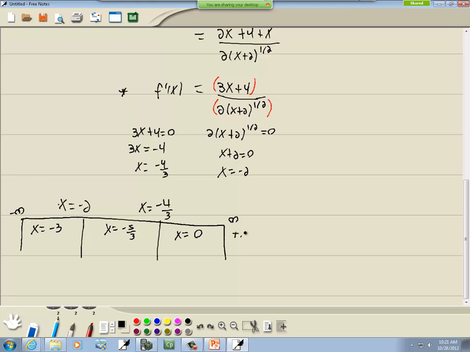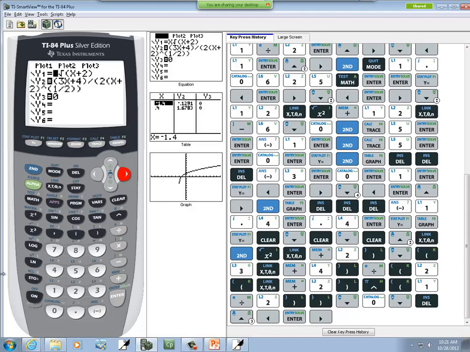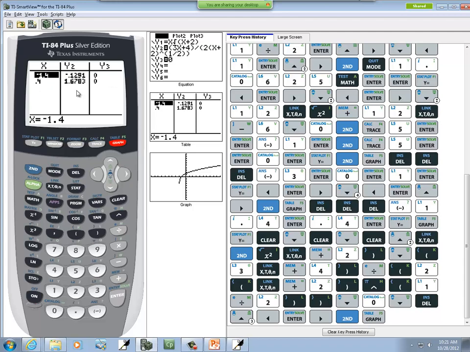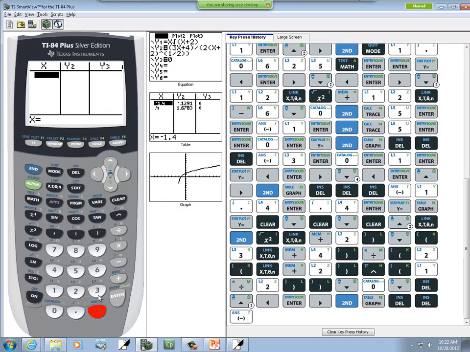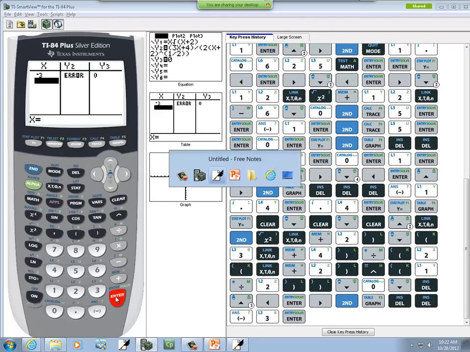So those are our test cases, and we want to plug those into, again, our first derivative. Well, my first derivative is on y2. So let's go to second graph. You see I have y2 here. Let me press delete to clear those out from the previous problem. And I got negative 3, enter, error. Why do you think that's an error?